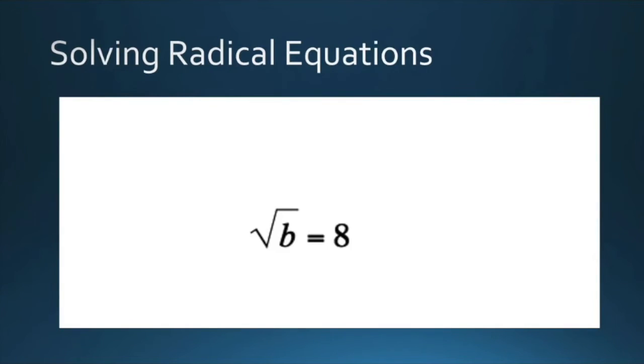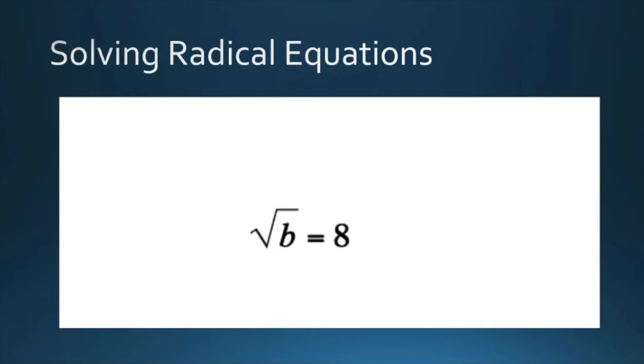All right. We're going to be solving some radical equations. Don't write this down just yet. We're going to analyze this equation: square root of b equals 8. How do I solve this equation? What do I do to it? What do I do to both sides?